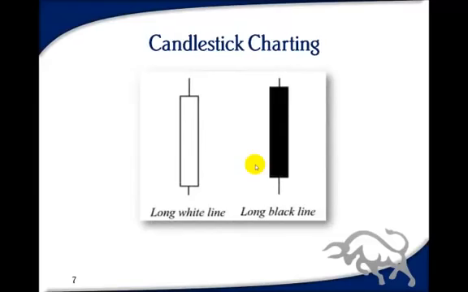Of course, on the other hand, we have the long bodies, the long white line and the long black line. Basically, the one on the left is a strong, bullish candle. It shows that the bulls kept pushing the price up until it closed a lot higher than it opened at the beginning of the day. So that would suggest that the bulls are winning, and it's a trend upwards. On the right, the long black line, the bears are winning. They're forcing the price down during the day.